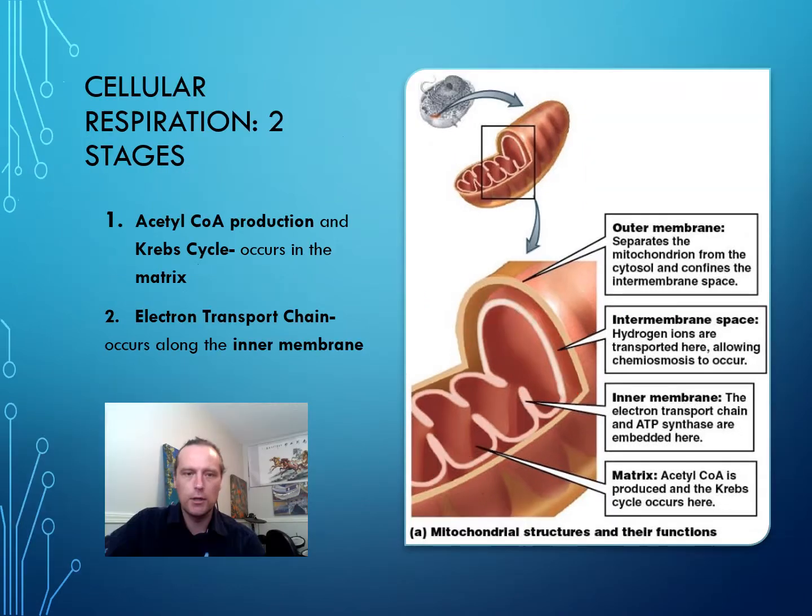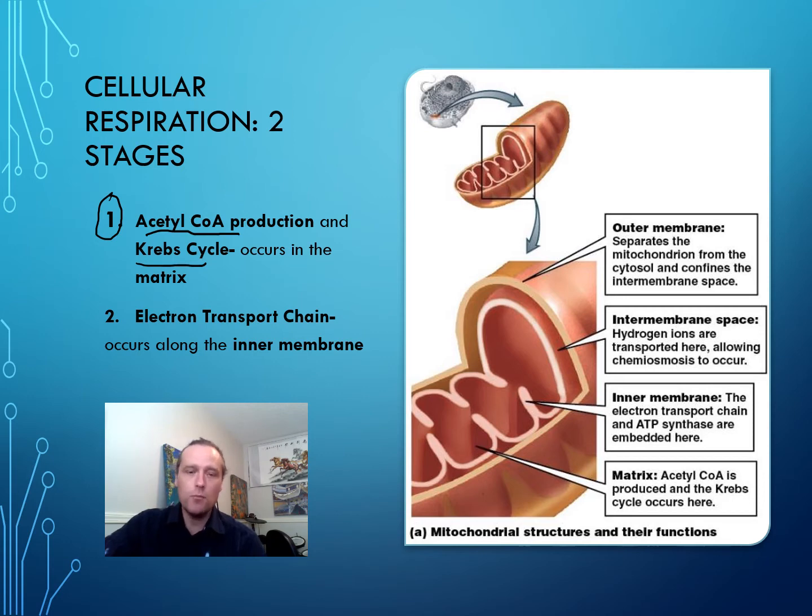Here we go. Cellular respiration, 2 stages. Number 1, we've still got this kind of high energy molecule pyruvate, and we're going to get all the rest of that energy off of there in 2 reactions. One is acetyl-CoA production. Acetyl coenzyme A is sometimes also used to describe this, and also the Krebs cycle. So these 2 things, acetyl-CoA production and Krebs cycle, they occur in the matrix.